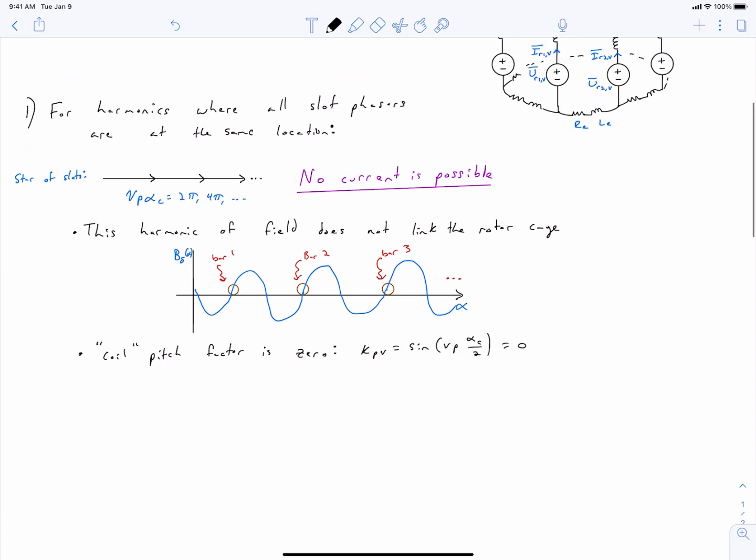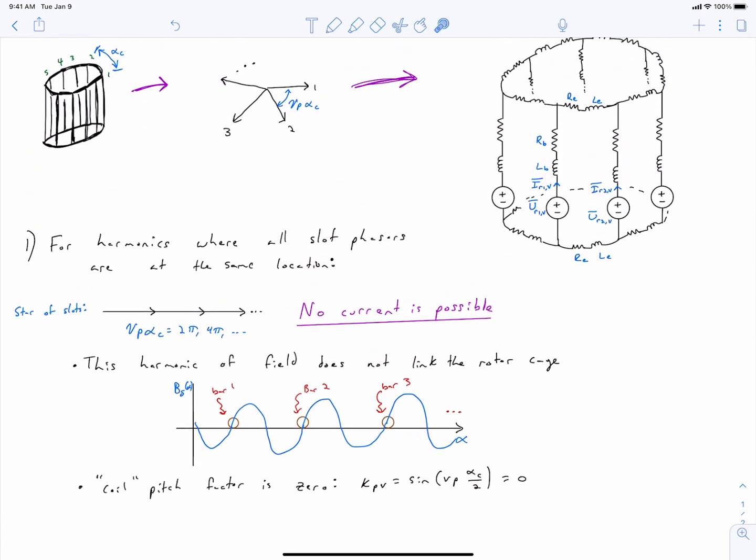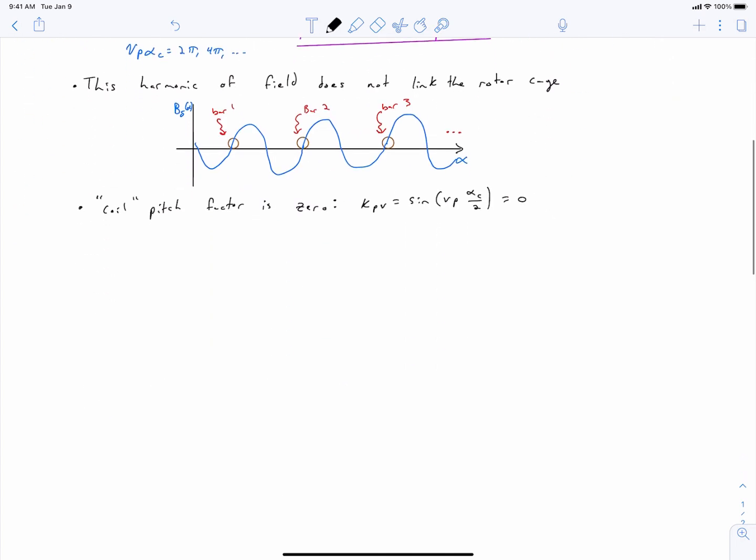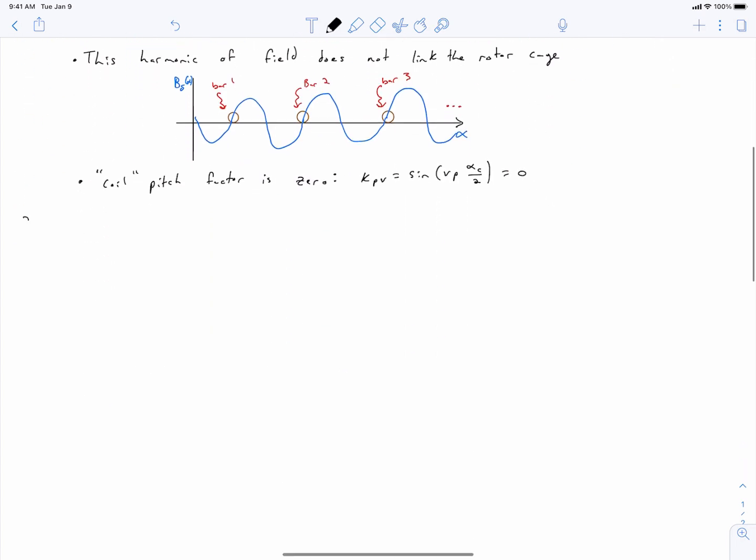So that was the first case for how to solve this circuit. It's a trivial case because there's actually no current. We can determine harmonics for which this condition is met, and if those harmonics are present in our air gap field, they will not induce any current in our rotor. The second case is the more practical case that we have to concern ourselves with for how the machine operates. This is the case where flux actually does link our rotor.